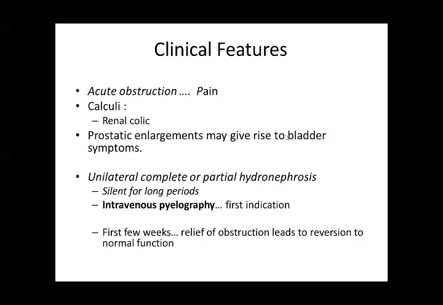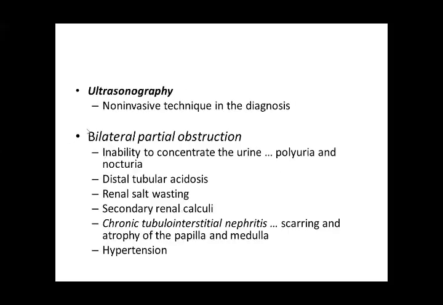Prostatic enlargement may give rise to bladder symptoms, and then there is unilateral, complete or partial hydronephrosis, silent. When the hydronephrosis silently kills the kidney, it is asymptomatic, and when discovered, the kidneys are nearly failing. You do intravenous pyelography first, and that gives you the first indication that things have really gone bad. In the first few weeks, if you relieve the obstruction, everything comes back to normal. If you miss the first few weeks, things become bad. You may lose some kidney function forever.